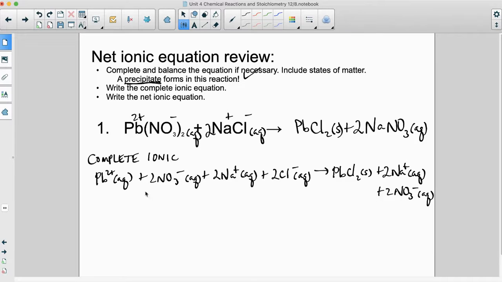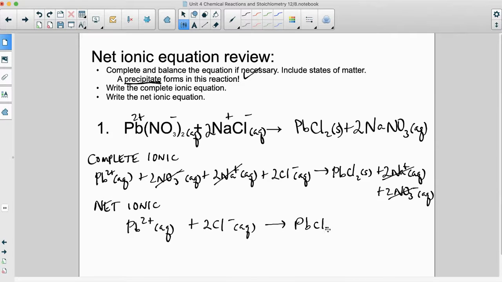So if we take a look, in order to write the net ionic, we have to cross out the spectators. NO3 appears on both sides, 2NO3, and also 2Na cancels out, so the net is what is left over. And as you expect, it is the ions that are forming the precipitate. So there's our net ionic equation.